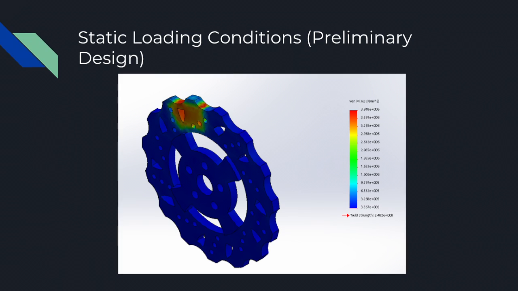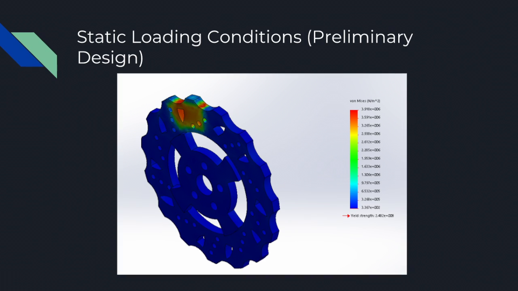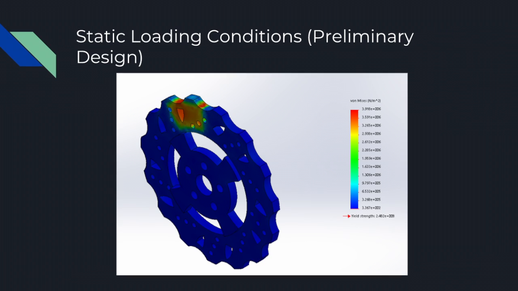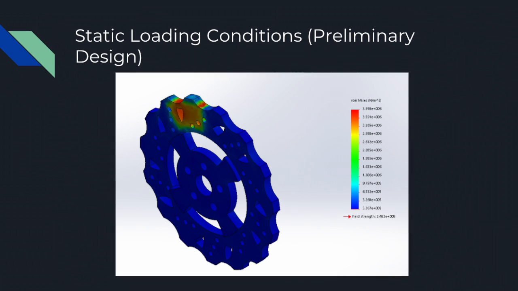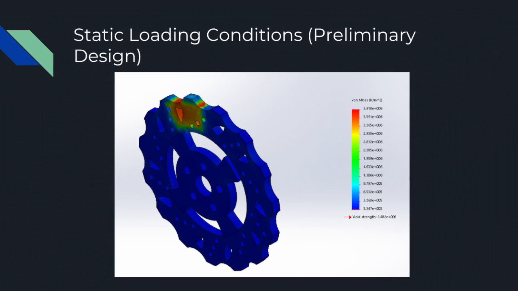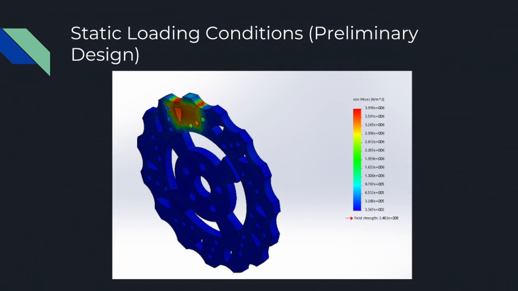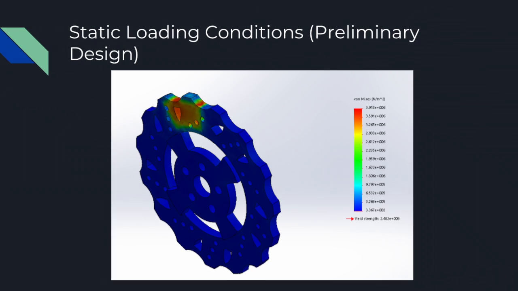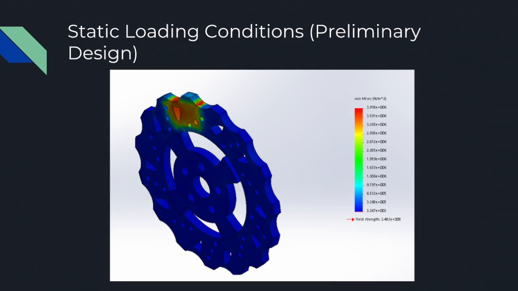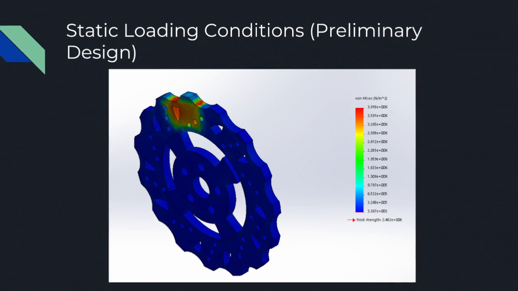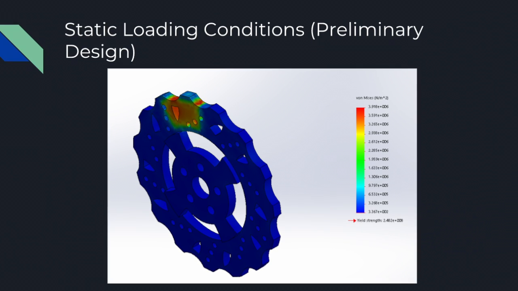Static loading conditions, preliminary design. For our static loading conditions, we applied a force of 13.8 kilonewtons to the contact area on the rotor from the brake pad, which is 6.9 kilonewtons on each side, compressing the rotor.